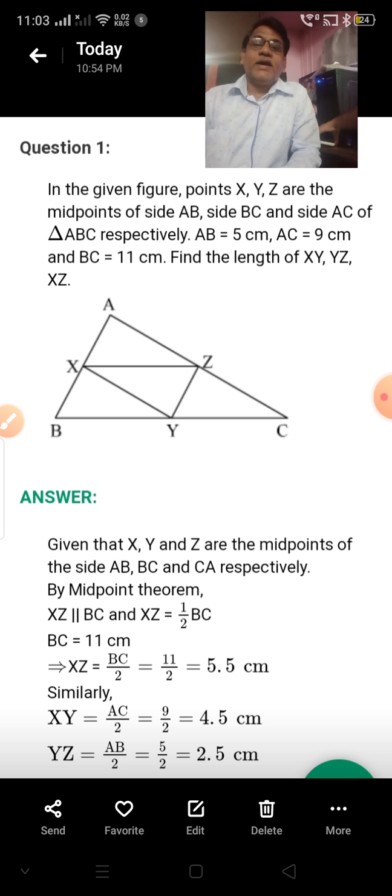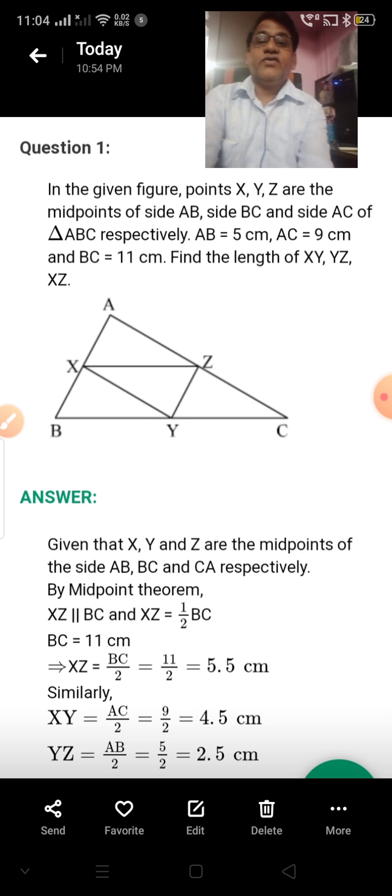In any triangle, the line joining the midpoints of two sides is always parallel to the third side and half of the third side. This is the theorem. In any triangle, if a line joins the midpoints of two sides, it is always parallel to the third side and the measure of that line is half of the third side. Okay, this is the theorem. So by using this theorem, you have to solve the questions now.